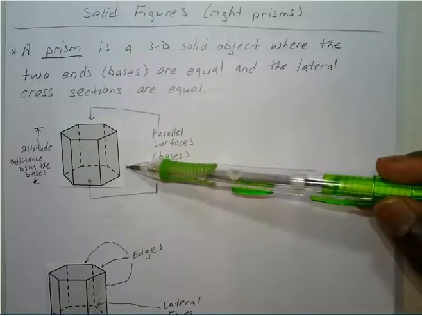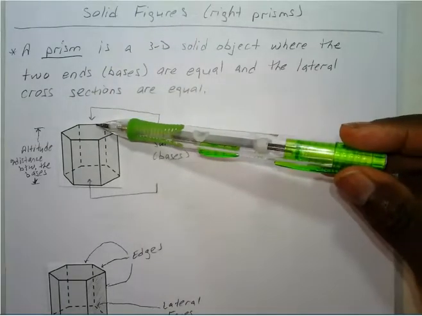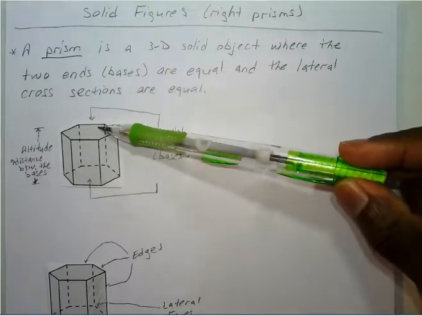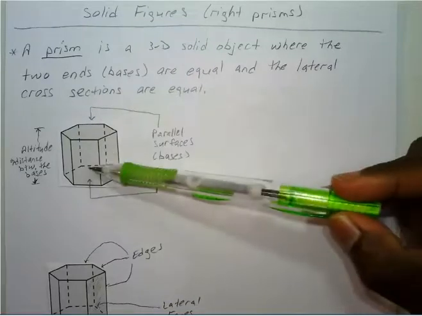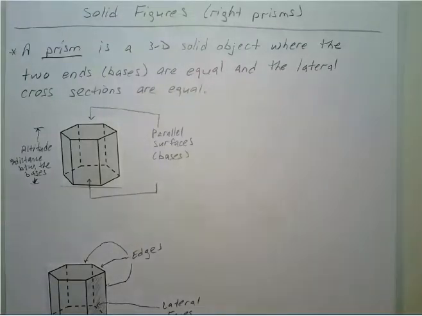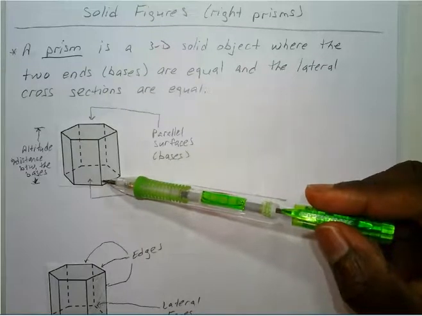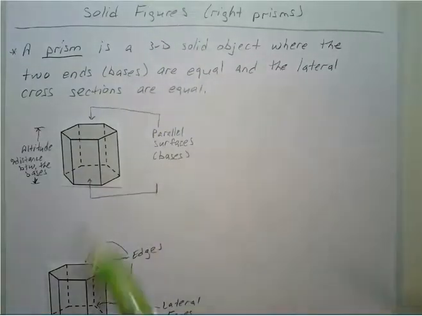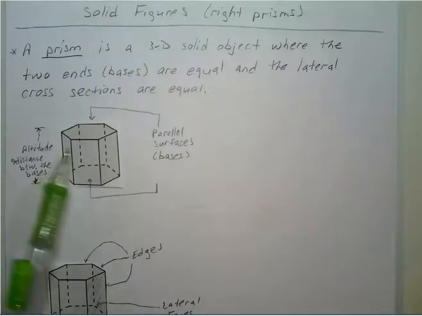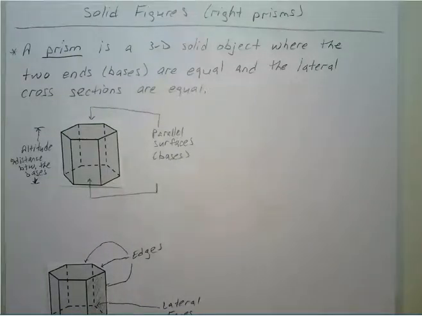On this image here, which is a hexagonal prism, you have the two bases that are parallel. So these are the two surfaces that are parallel, which means this side goes the same direction as this side goes the same direction as this side, they're all parallel. These two bases are equal. They have the same area, the same perimeter, the same everything. Also, these two lateral cross sections, this side and this side on this image, are also equal because they're parallel.